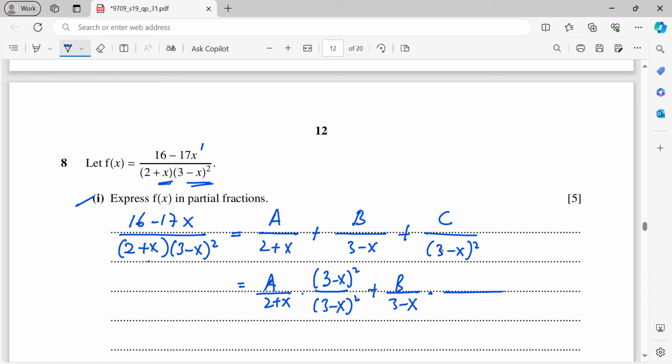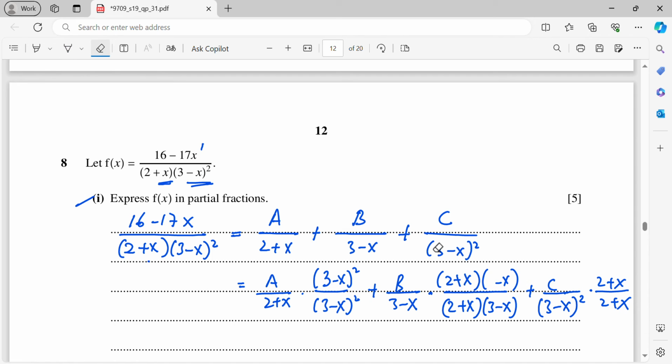So for the second term, since you are given x, 3 minus x, I need to times with 2 plus x and 3 minus x, so that the denominator will be the same. Okay, and same goes to the last term. You are given 3 minus x squared, so I times with 2 plus x.